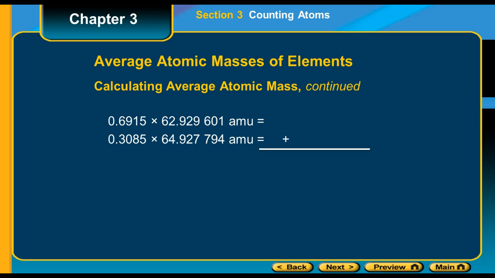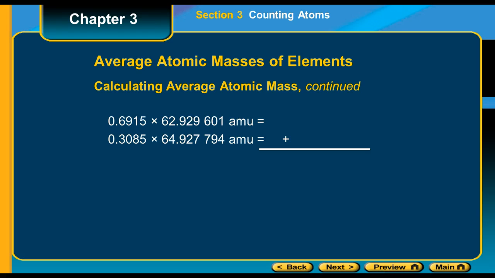So, for instance, we had 69.15% of the copper-63. And we had 30.85% of the copper-65. So what you're going to do is change out of the percentages, and you're going to divide the percents by 100, and you have your portion of the isotope. 69.15% is now 0.6915, and our 30.85% divided by 100 would be 0.3085. And you're going to multiply them by the masses that you were given.